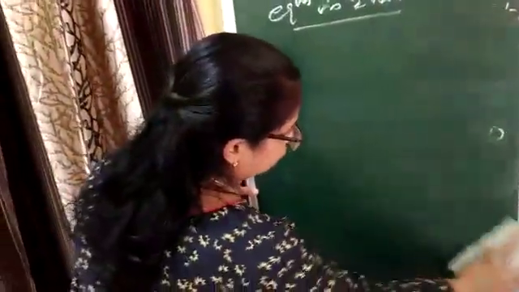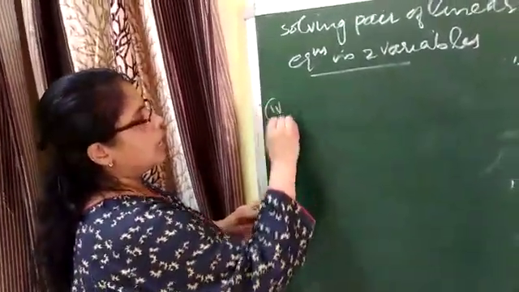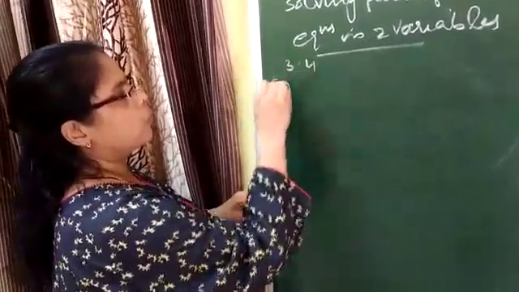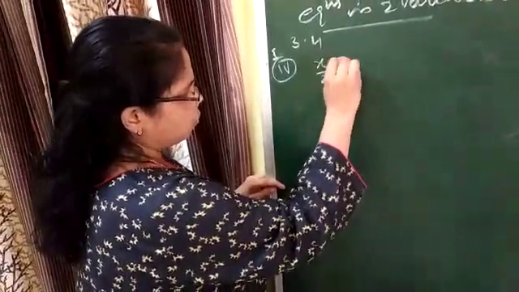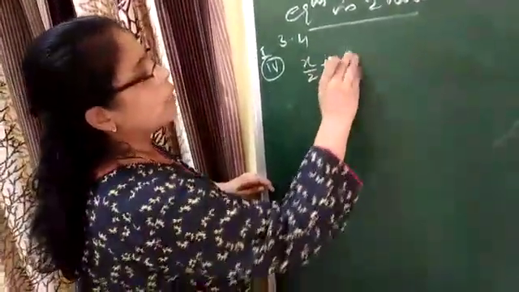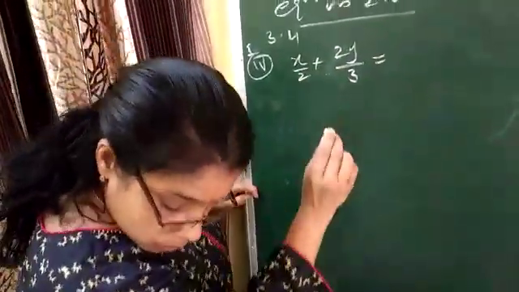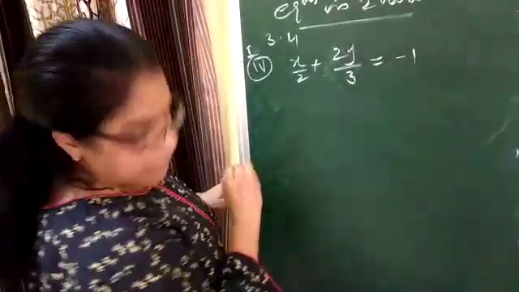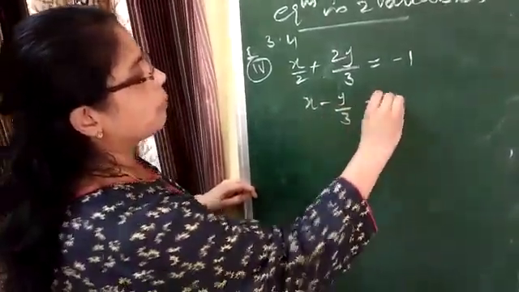One more question I will do. The remaining questions you can do at your home. Now the next question is the same exercise 3.4, question 1, 4th part. I am writing the question. x by 2 plus 2y by 3 is equal to, sorry, minus 1. And the second equation is x minus y by 3 equal to 1.